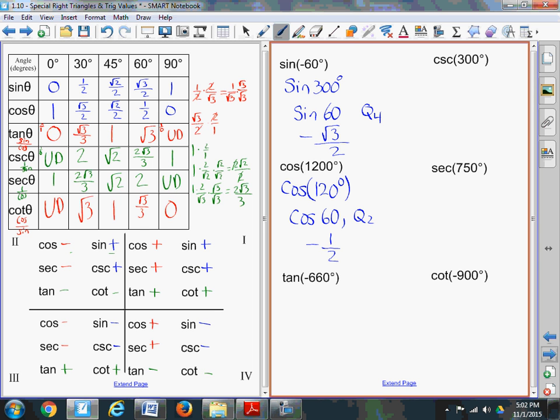All right, so I'm using coterminal angles to get between 0 and 360. I'm using reference angles so I know what to look up in the chart, and then I'm also identifying the quadrant of that angle, so the quadrant of the coterminal angle, so I can determine if it's positive or negative.